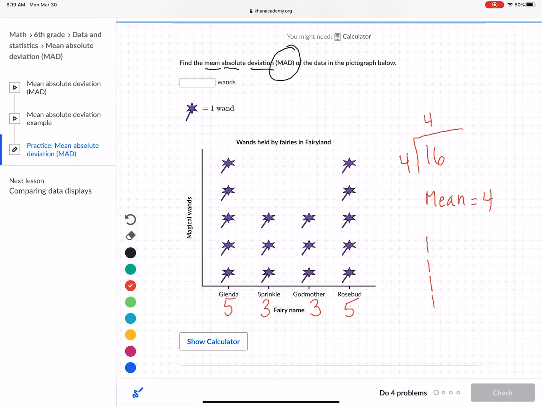So this example is going to be very simple because now what I'm going to do is find the mean of the deviations, which means I'm going to add up 1 plus 1 plus 1 plus 1, which is 4, and then divide that by the number of data, which is also 4, which obviously would give me a mean of 1. So the MAD in this case, or the mean absolute deviation, is equal to 1 because that means that on average, each person is 1 away from the mean.